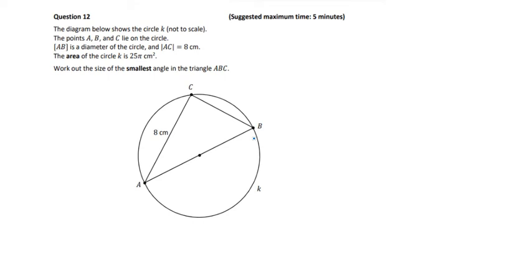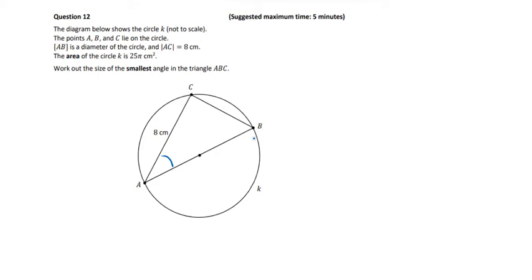Hi folks, so this is question 12 then. This is one of the hardest questions that's on the paper. Ultimately, you're going to have to find the smallest angle in the triangle. So the smallest angle will be this one here.